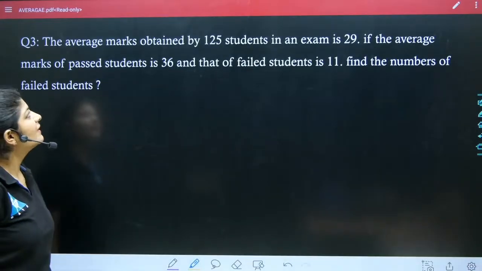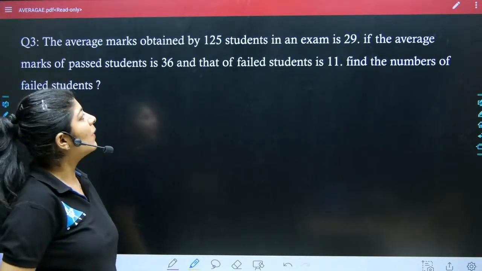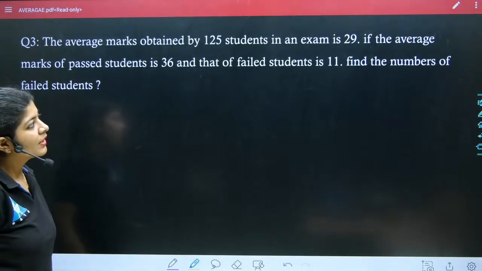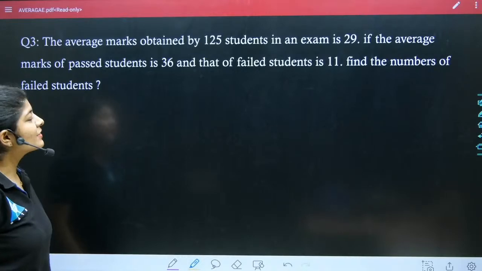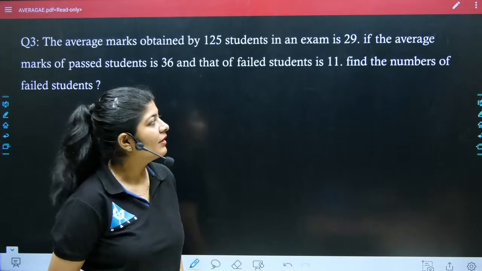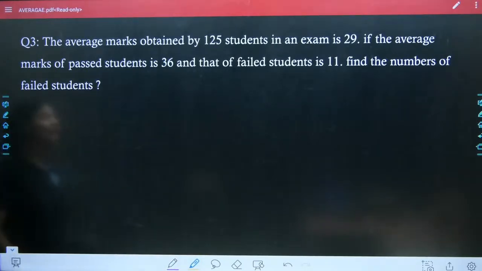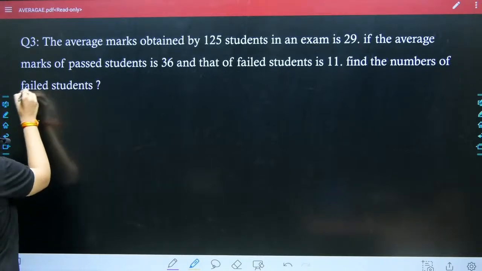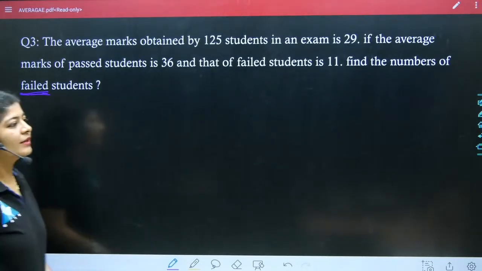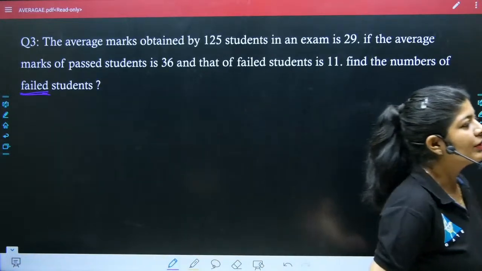It is given that the average marks obtained by 125 students in a class is 29. If the average marks of passed students is 36 and that of failed students is 11, find the number of failed students. What we have to do is find out the number of failed students.